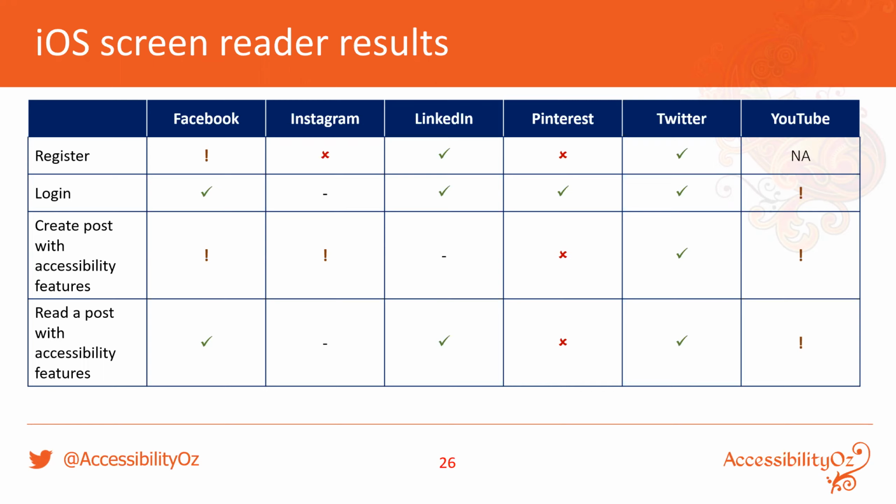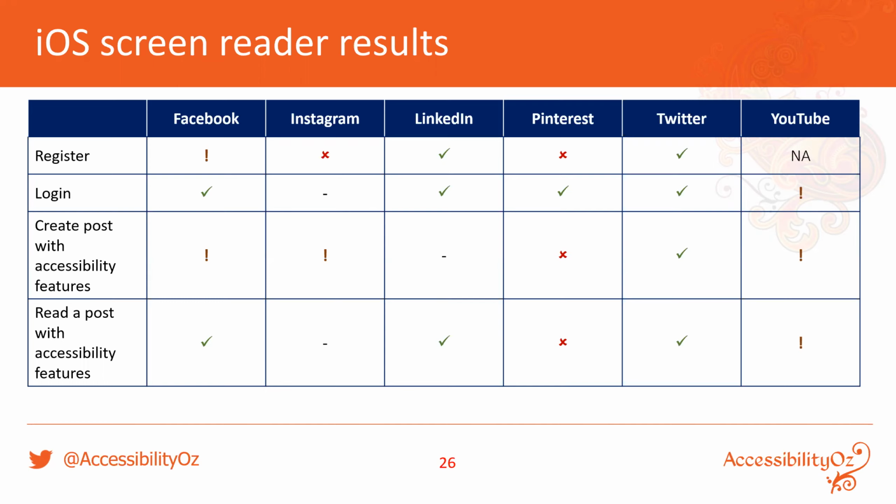So the results for the iOS screen reader was that he found registering and creating a post in Facebook very difficult, but could log in and read a post. Instagram, he couldn't register, and found it difficult to create a post, but we couldn't actually get the login or the read a post feature to operate, and we weren't sure if that was a screen reader or a site thing, so we've just put not applicable there.